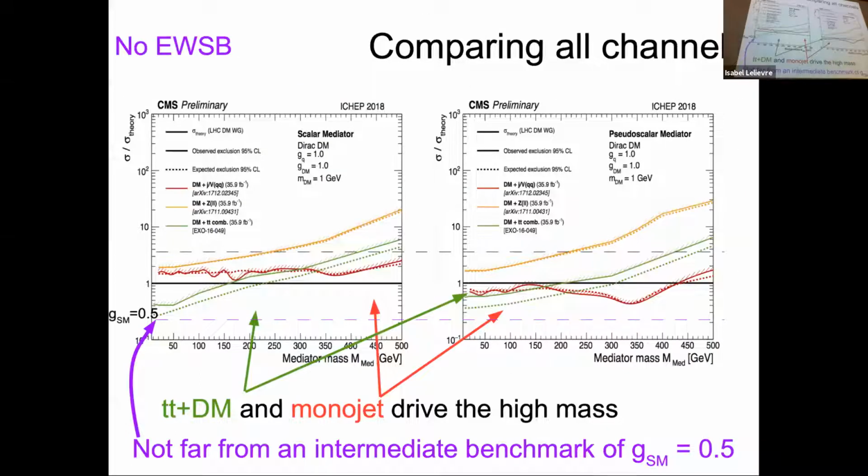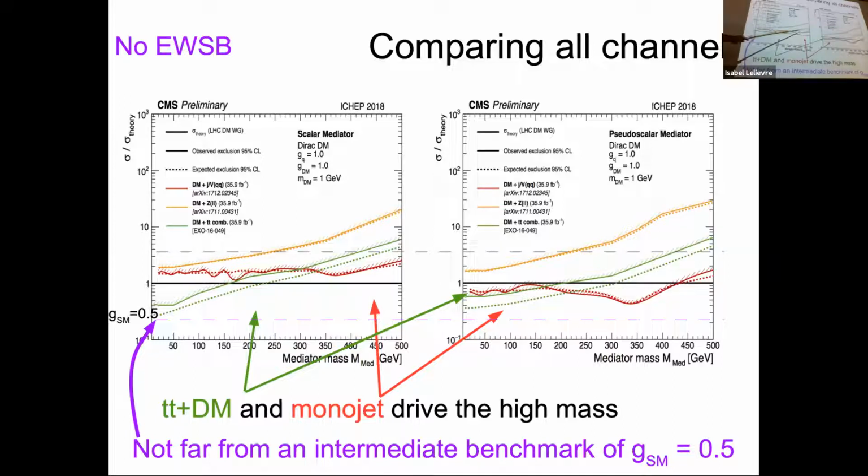So you can see this is for a scalar mediator. So these are actually comparing all the different final states. What we're doing here is we're fixing the dark matter to be one specific mass. So instead of doing a 2D mass plot, we just set dark matter to be, in this case, 1 GeV, since 1 is a nice number. And then we can just make our sensitivity plots as a function of a cross-section of a mediator mass.